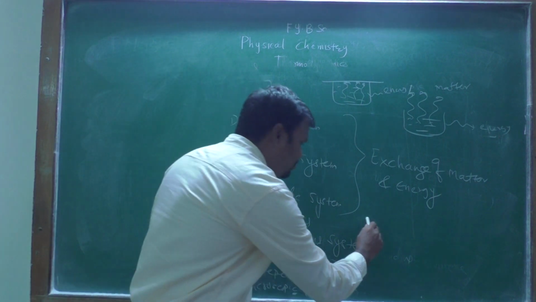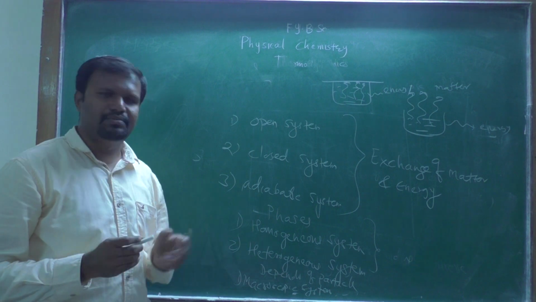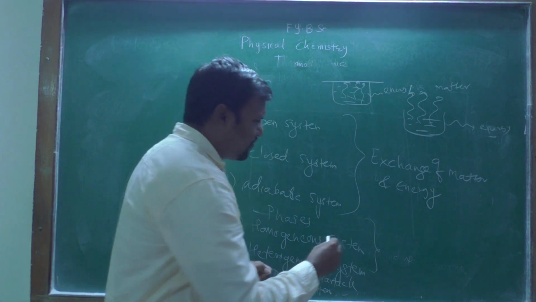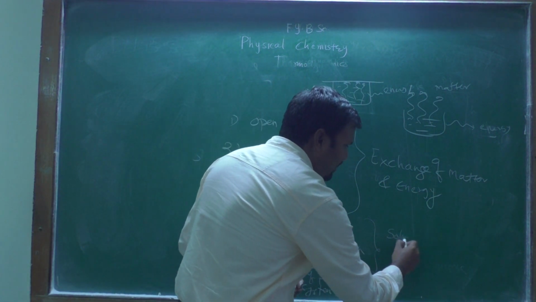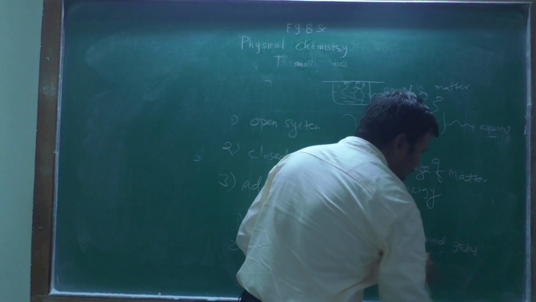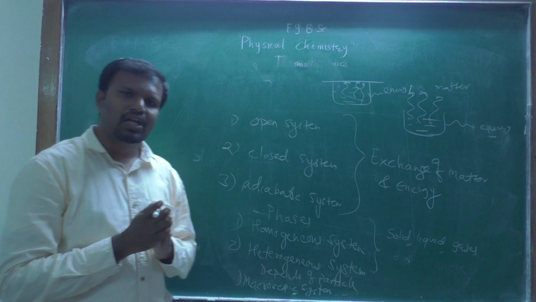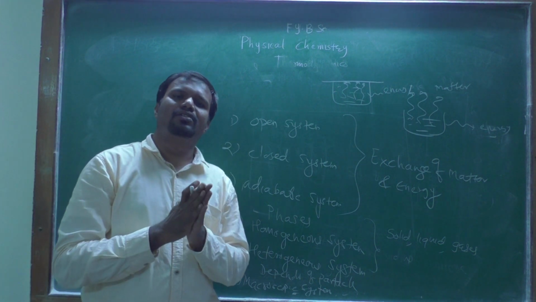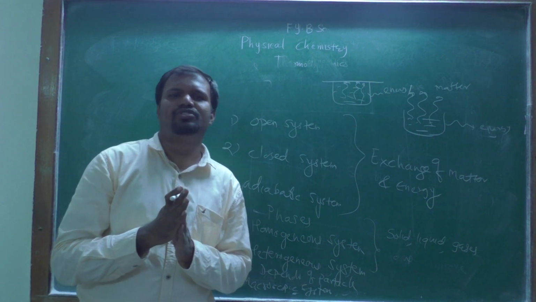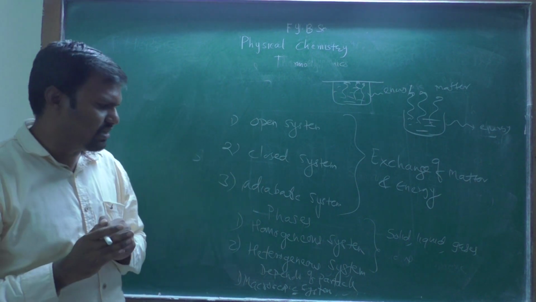Depending upon phases, the systems are divided into two types: homogeneous system and heterogeneous system. The phases means solid, liquid and gases. In a homogeneous system, only one phase is there, and in a heterogeneous system, more than one phase is there.